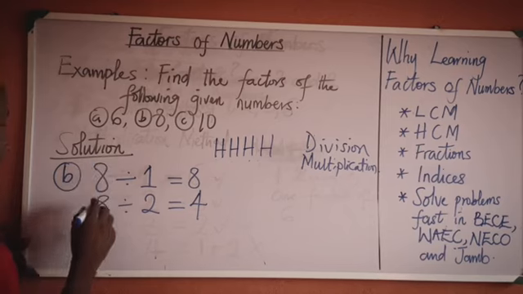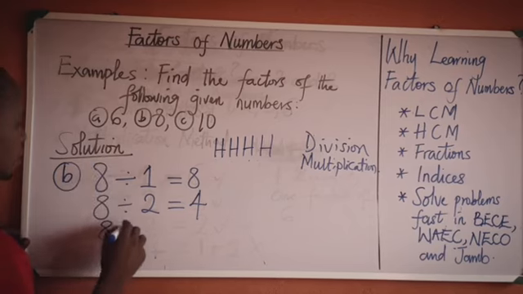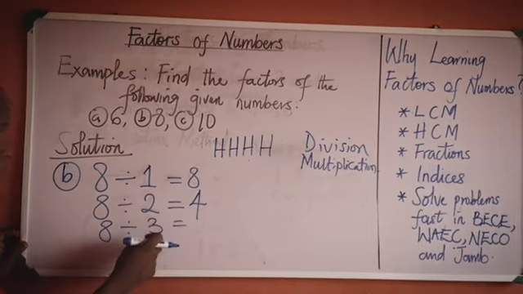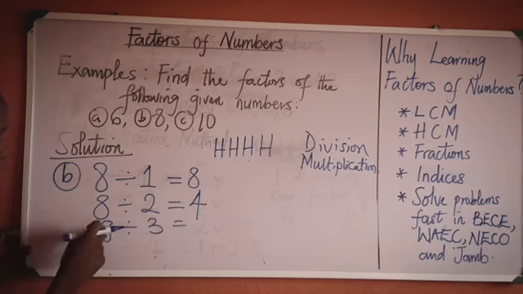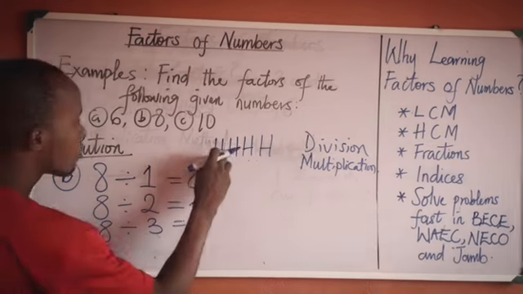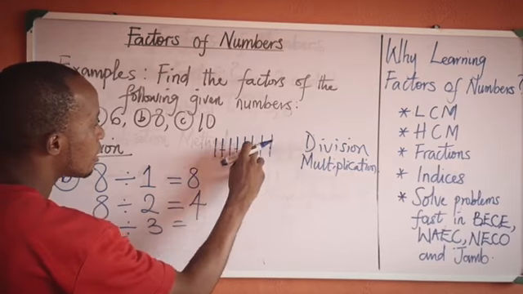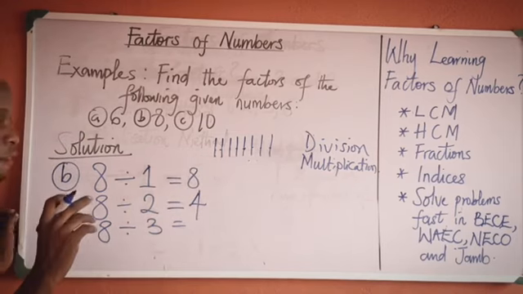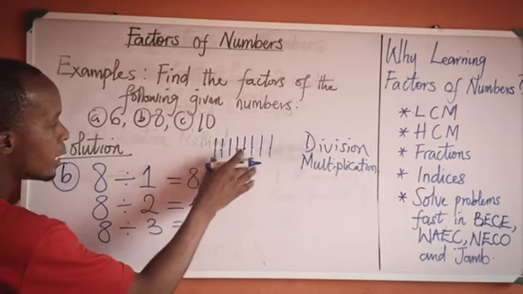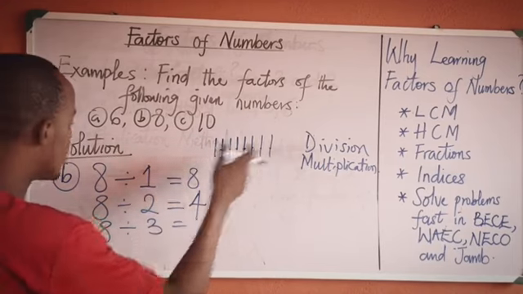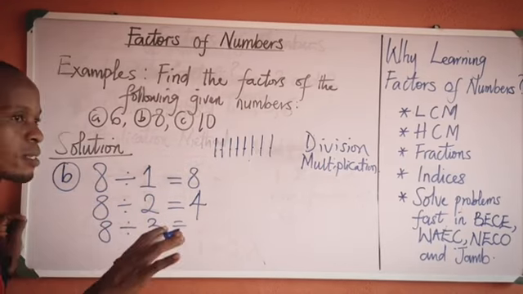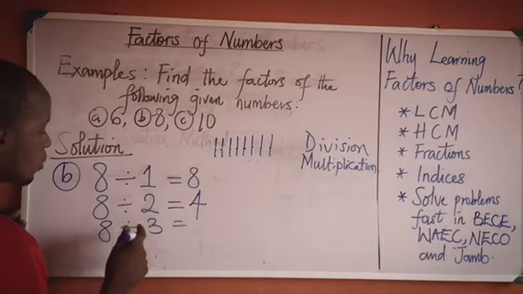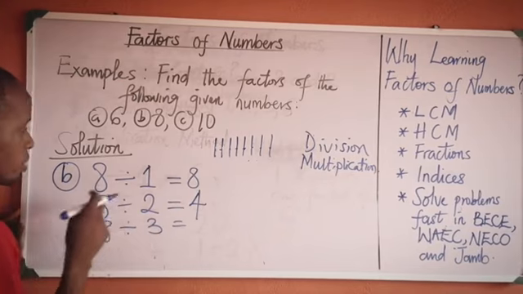At the same time, I move to the next step. 8 divided by the next whole number, which is 3. This is 8 counted already. I want to advise you to do this in your rough book. You may need to count the given number as many times as possible. So 8 divided by 3, we're going to be using 3 to divide 8.